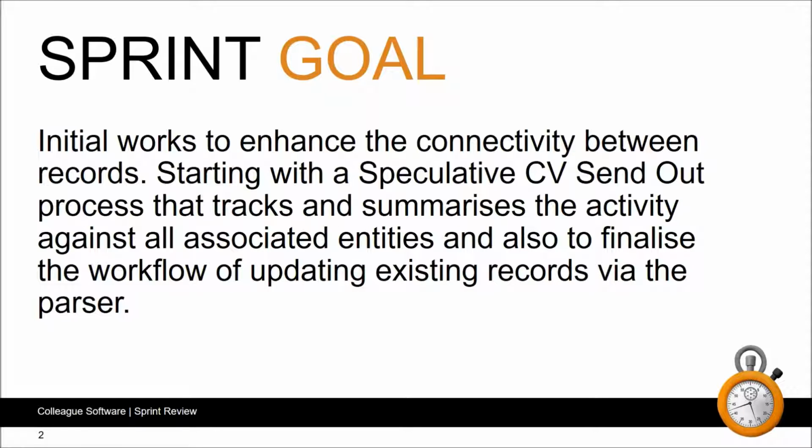We'll start with the sprint goal as always, and we're beginning a project to enhance the connectivity between records. This is starting with a speculative CV send-out process that tracks and summarises the activity against all associated entities. We've also updated the feature that was introduced in the last sprint to include attaching the PARS document.